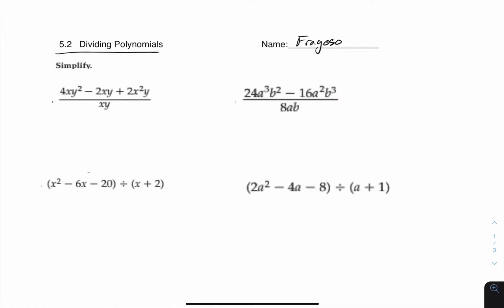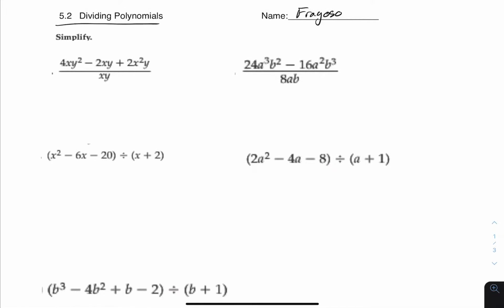5.2 dividing polynomials. Let's go through this worksheet. So in the first one here, we're dividing by a monomial, so all we're going to do is separate it. That's all we're going to do. So 5xy squared over xy minus 2xy over xy plus 2x squared y over xy.